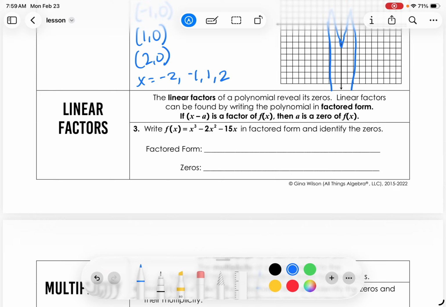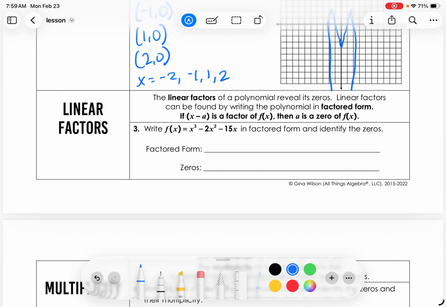Okay? So that is how we can find zeros by graphing, and it's actually a little easier in Desmos than on your graphing calculator, but I will show you how to do it when we do some more graphing stuff on your calculator when we are back in school. So let's look at linear factors. We can also factor equations to find the zeros.